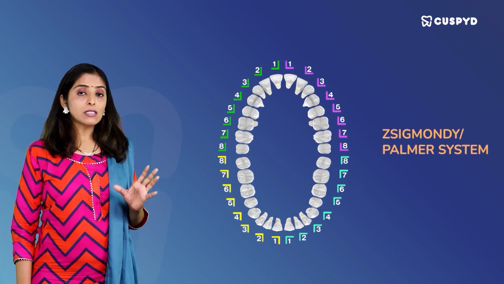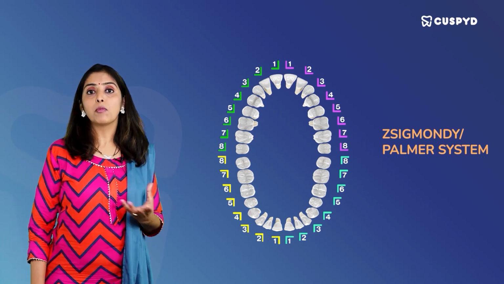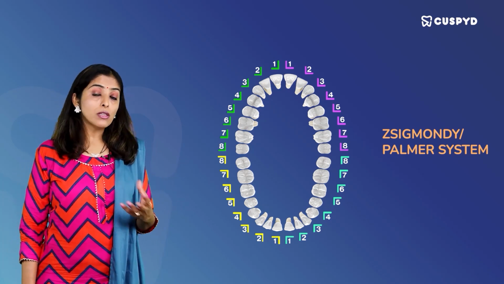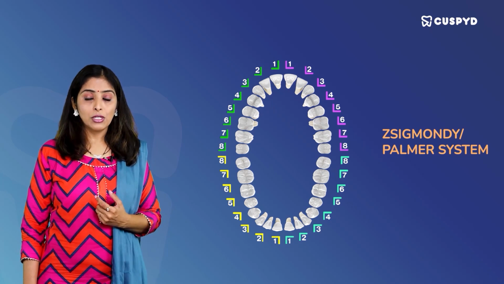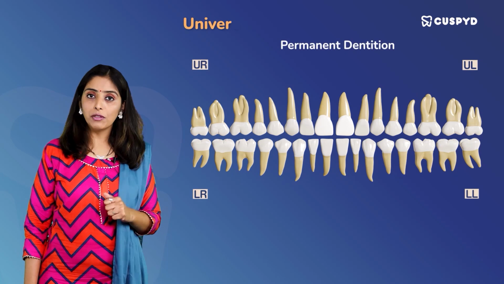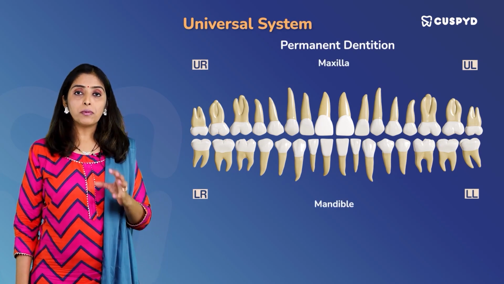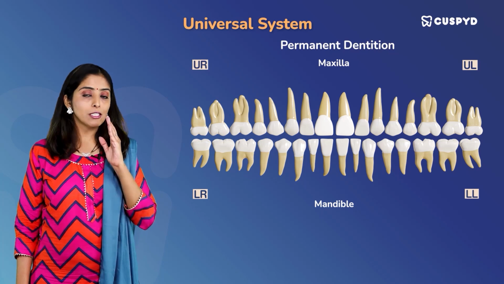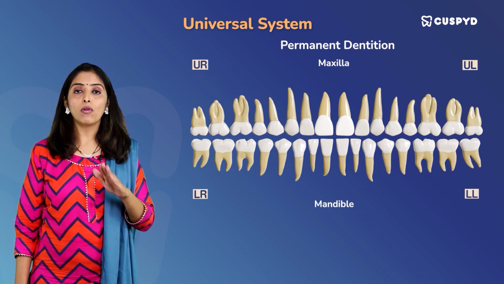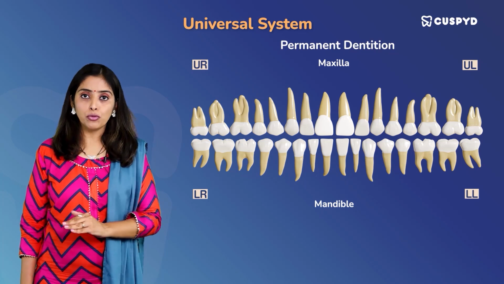The problem with this, like I told you, was that computer language did not accept the symbolic pattern. You cannot draw this symbol in computer language, and that is why a new system was introduced, which was called the universal system. So the universal system did not incorporate the symbols, and that is why it did not divide the jaw into quadrants at all. It gave a different number to each tooth.